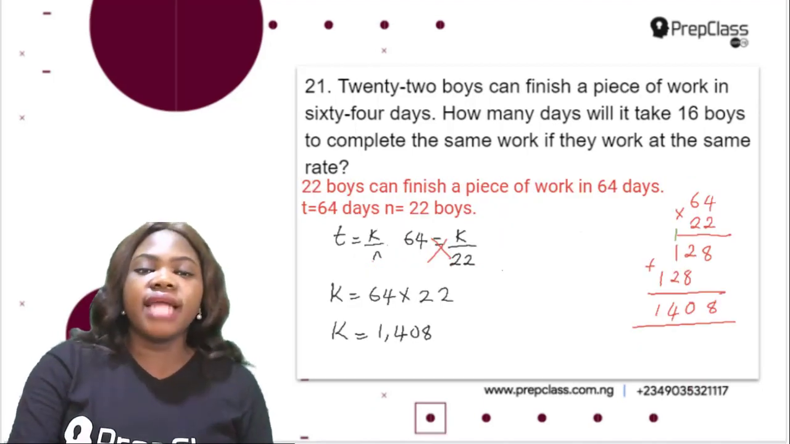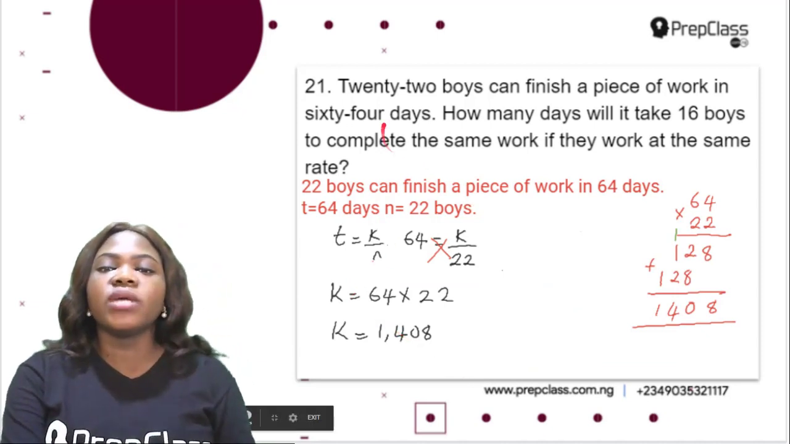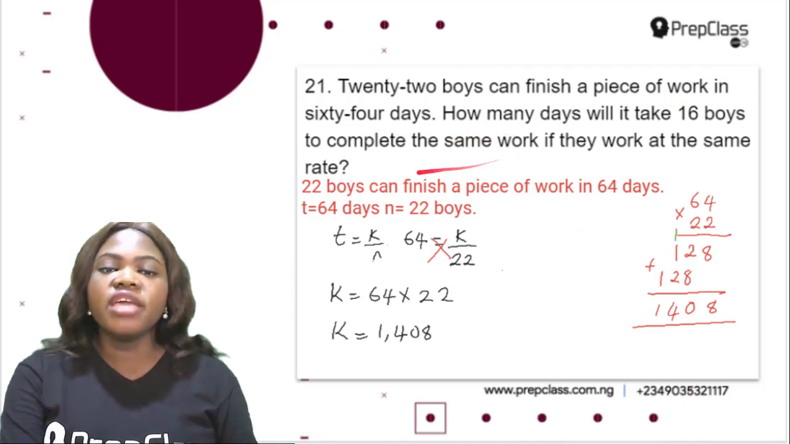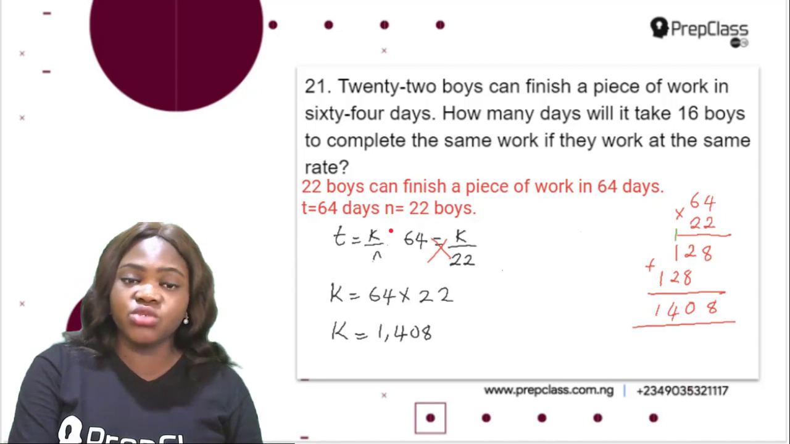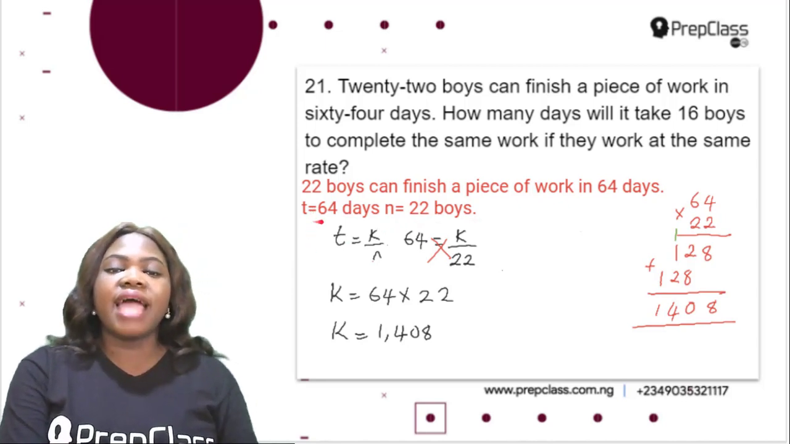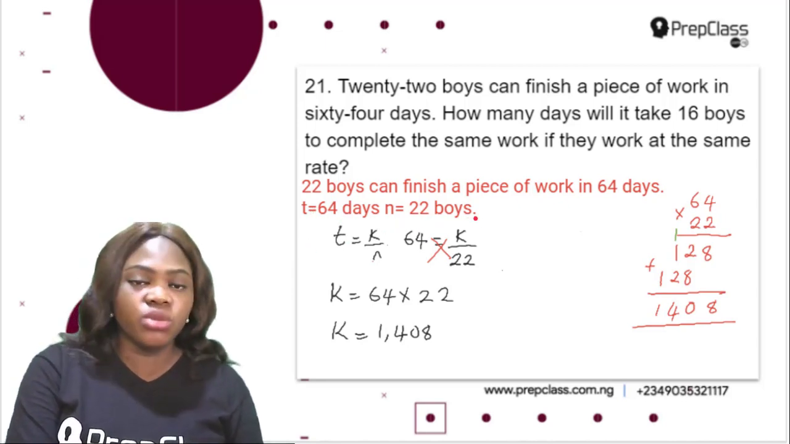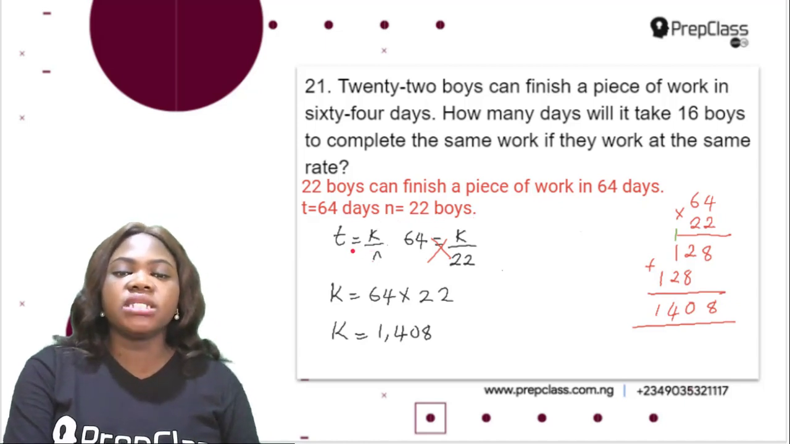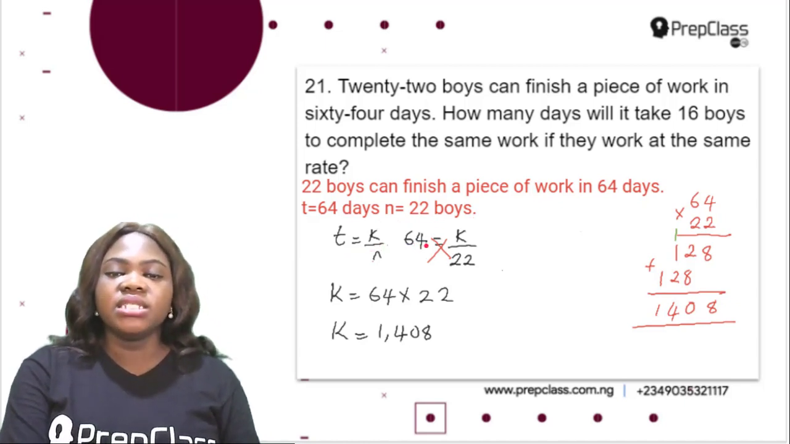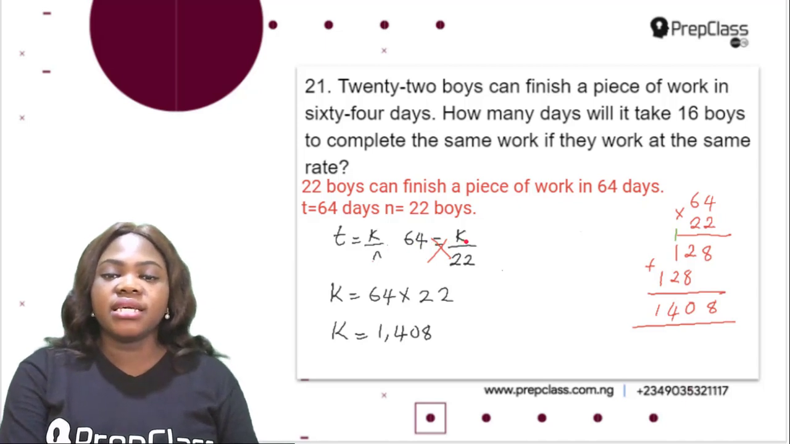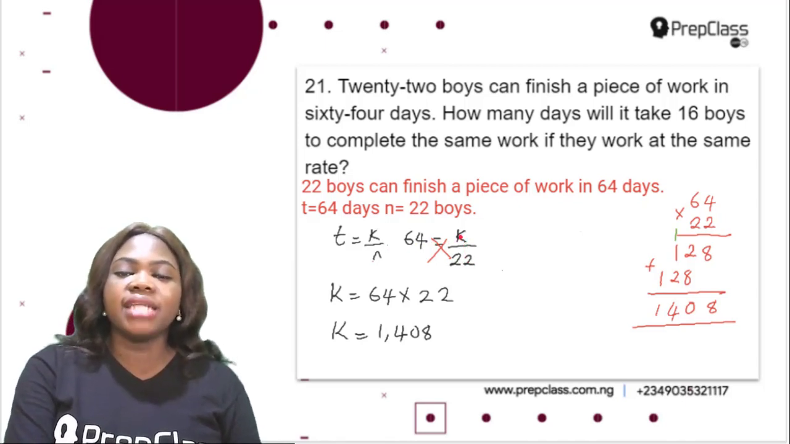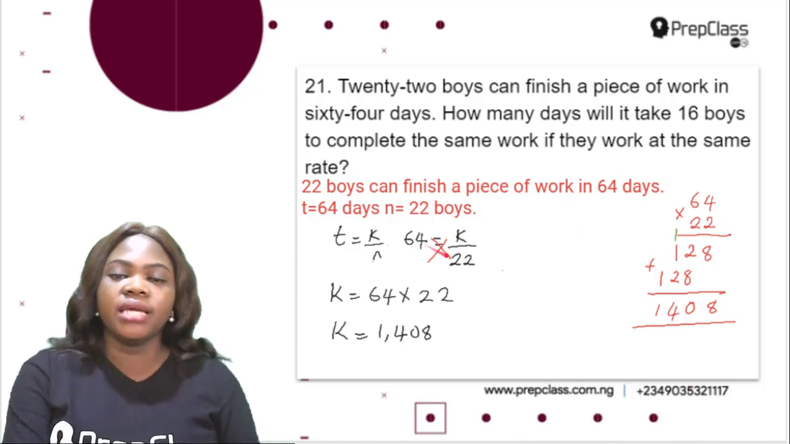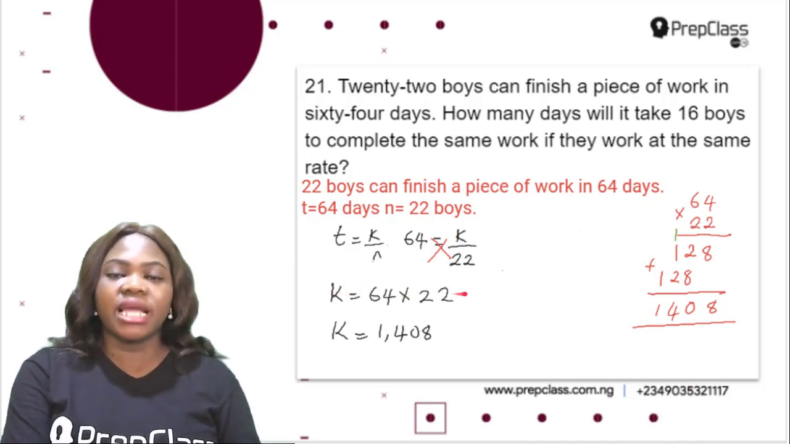The first sentence says 22 boys can finish a piece of work in 64 days. So let's find the rate at which they are working. The time is 64 days and the number of boys is 22. Now we have T equals K over N. T is 64, K is unknown, and N is 22. To make K the subject of the formula, we cross multiply. So we now have K equals 64 times 22.